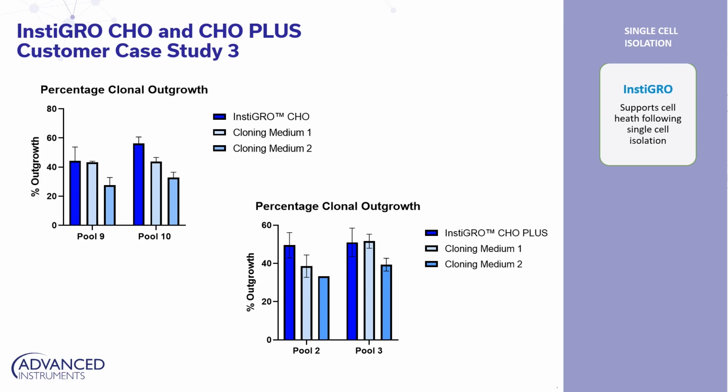Only Pool 3 performed better with Cloning Medium 1. However, this difference is very marginal, and remember, there would have been a lot of debris in the media which the group would have had to justify to the regulator.